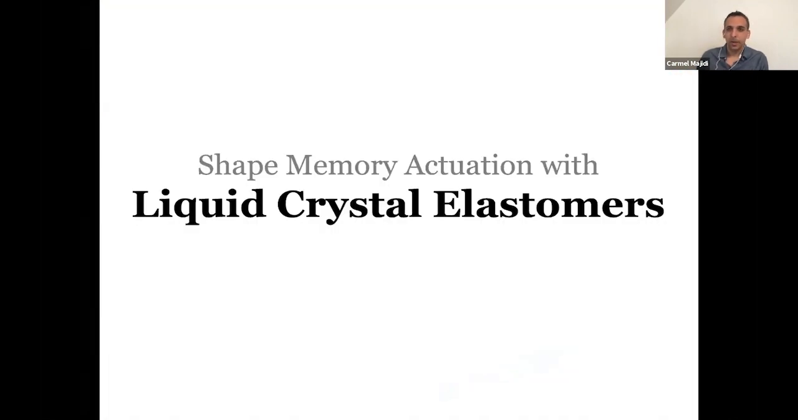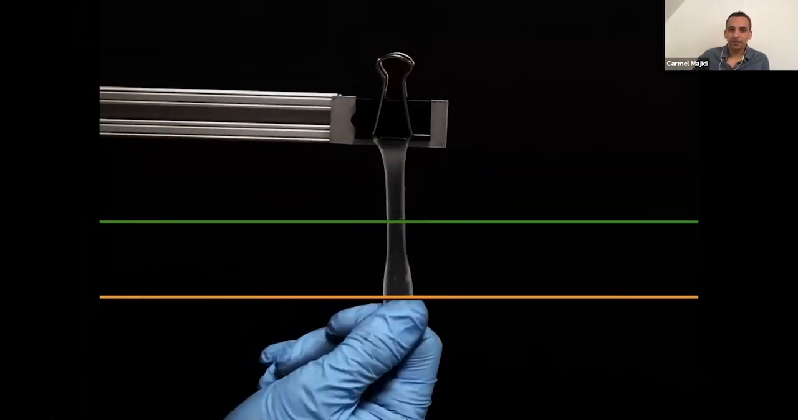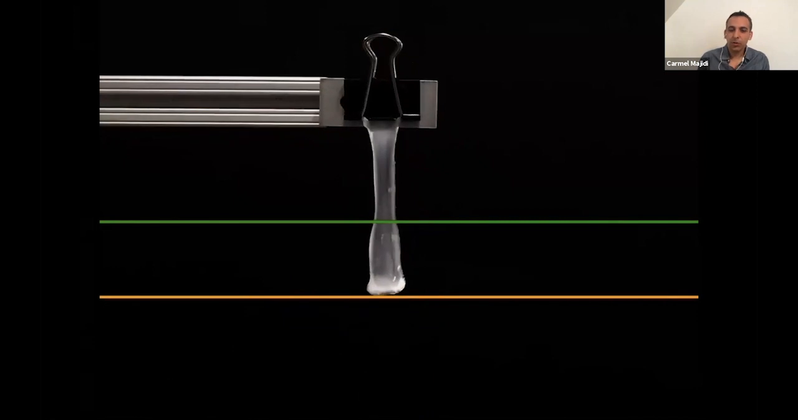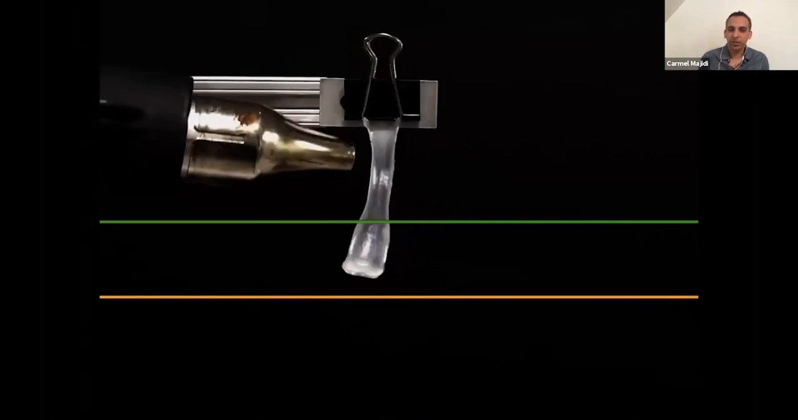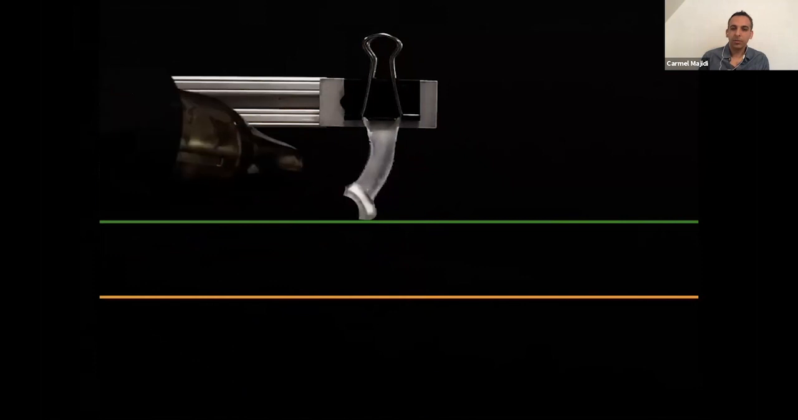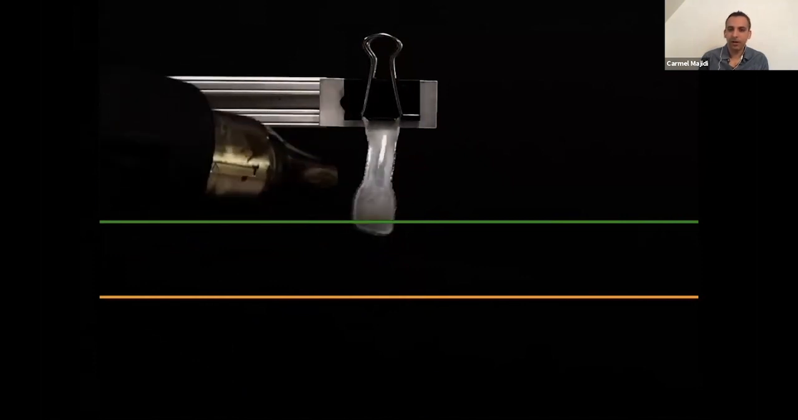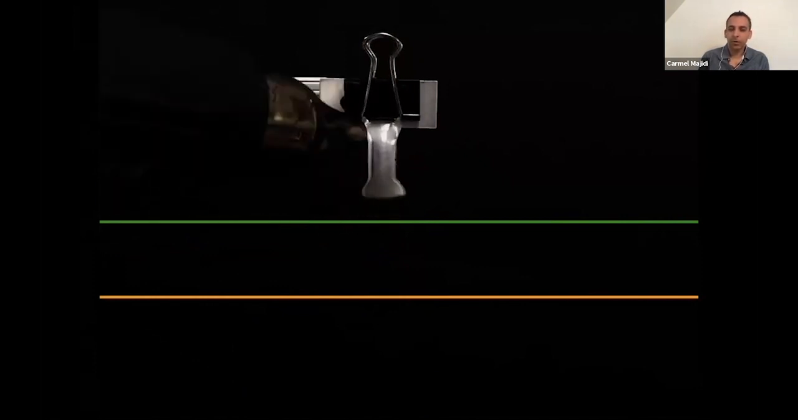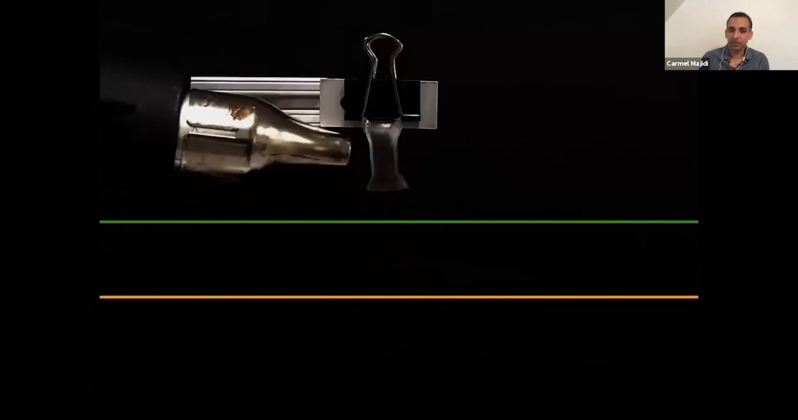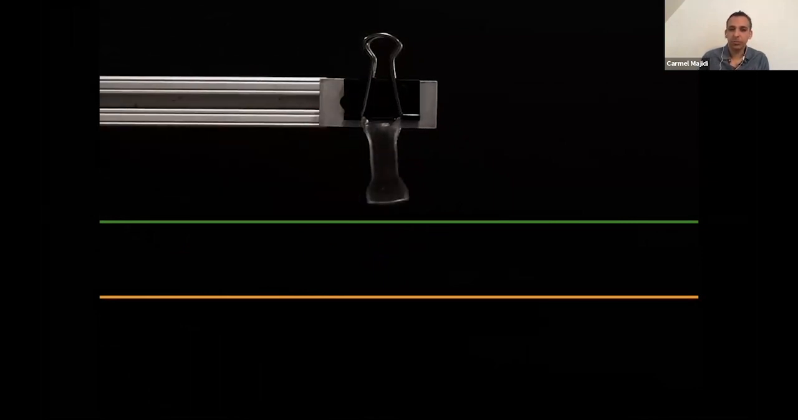For the second part of this talk, I'll talk about efforts to replace those shape memory alloy actuators with liquid crystal elastomer. The advantage of liquid crystal elastomer is that it's much more compatible with processing techniques, so we can more easily shape the liquid crystal elastomer into desired 3D soft robot architectures. And these materials are also 3D printable.